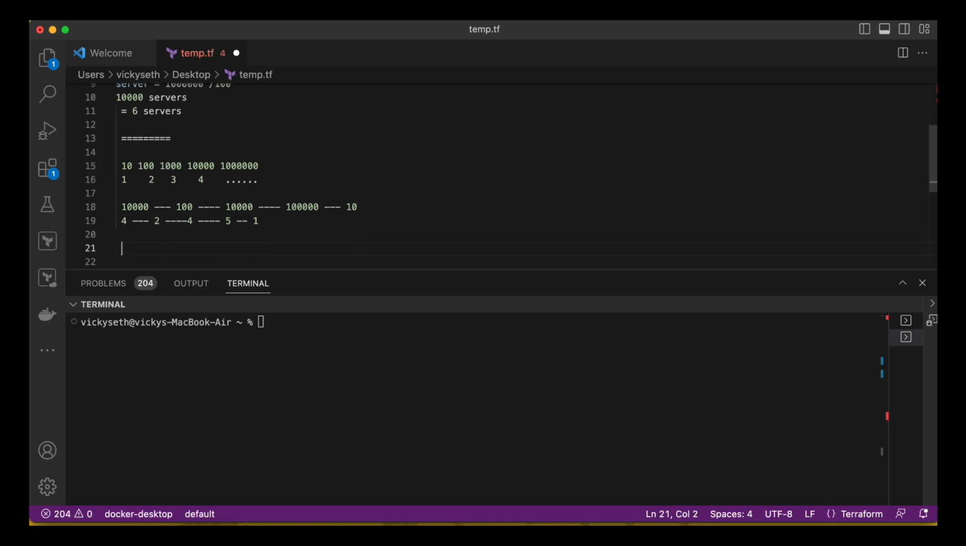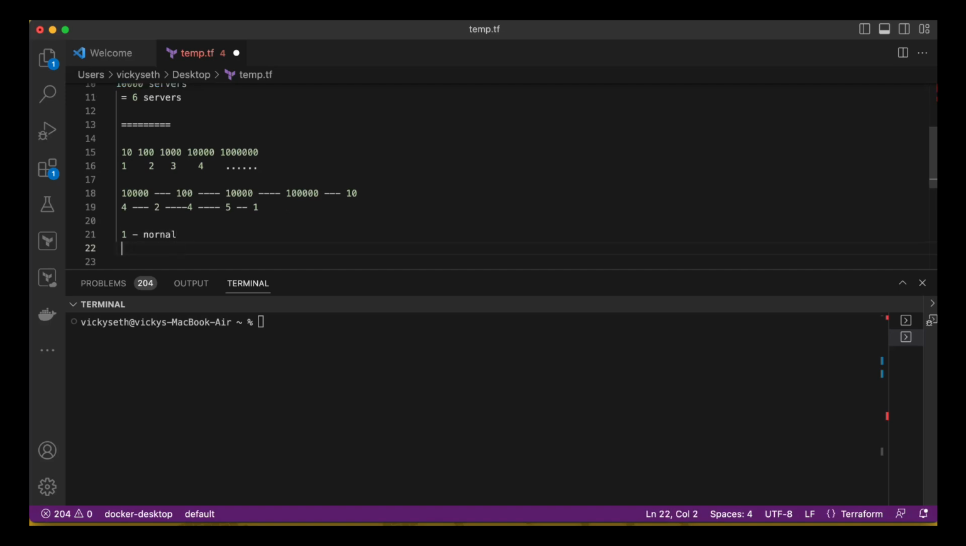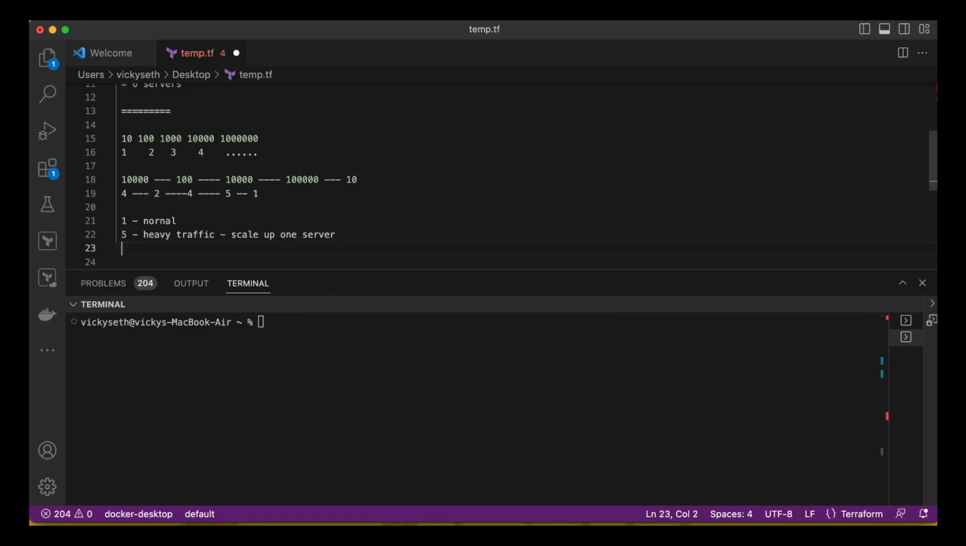The log function is going to help me a lot, and based on this I can also have my script. If 1, then it is normal traffic. If we have 5, then it is heavy traffic, and based on this we can scale up one server. If we have 1 or 2, then no action. Something like this we can also configure. So it is very easy for me to track CPU and memory usage based on the log.